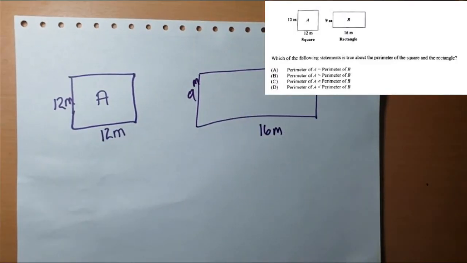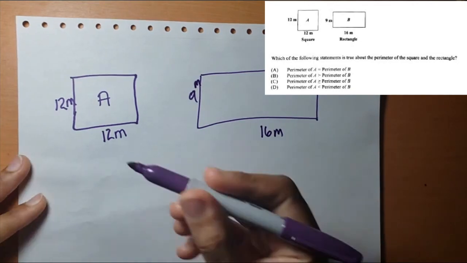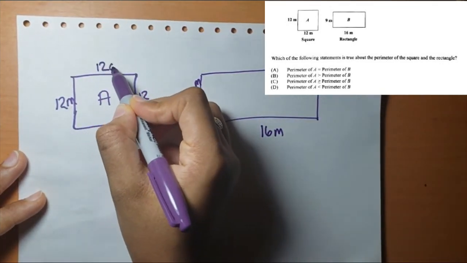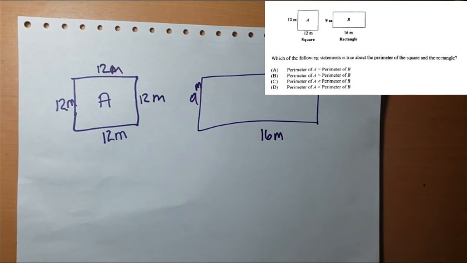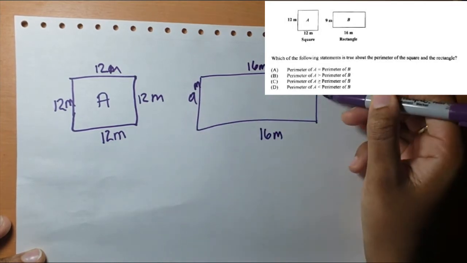Okay, so for item 31, we're given two shapes and we're being asked about the perimeter of the square and of the rectangle. So first thing we need to do is find the perimeter of each. The perimeter of a shape is the sum of the lengths of all of the sides. We know that all of the sides of a square are equal. So therefore, if this is 12, this is 12. If this is 12, this is 12. And even if we were given one side, we could still find it if we know that it is a square. Now for a rectangle, the opposite sides are equal. So this is 16, therefore this is 16. This is 9, therefore this is 9.